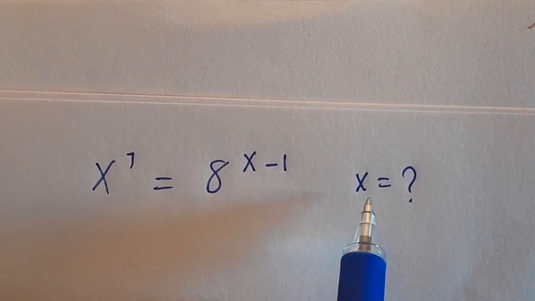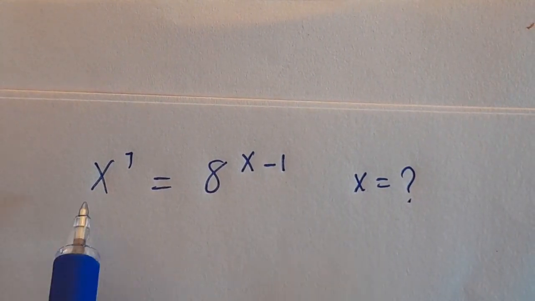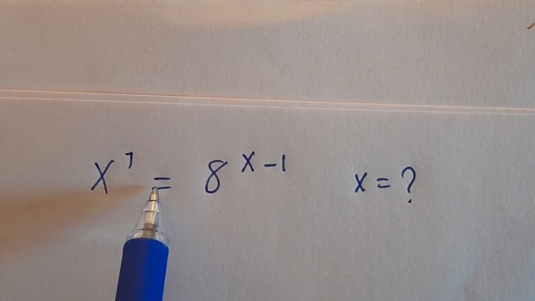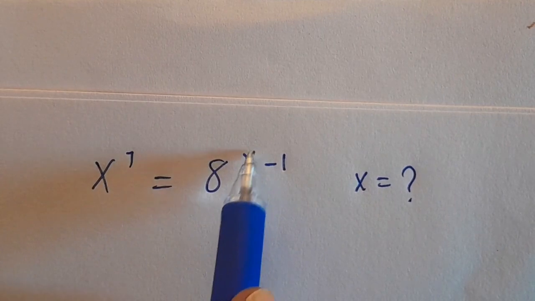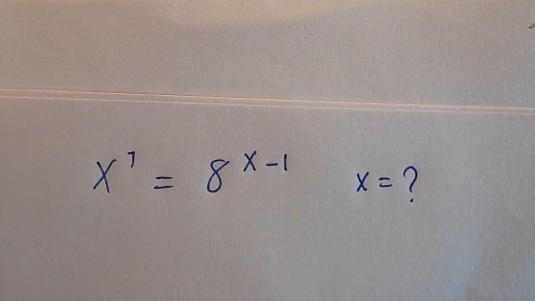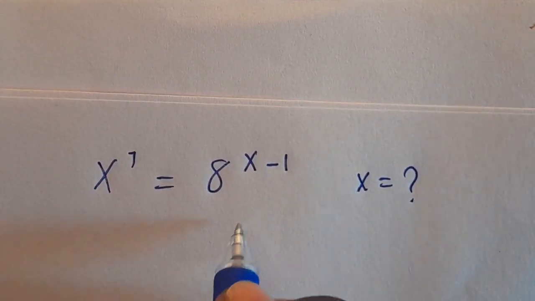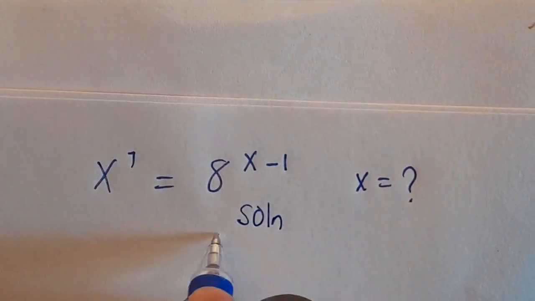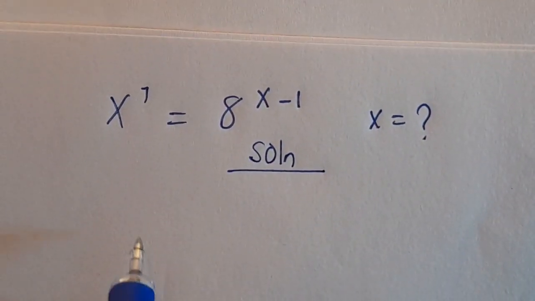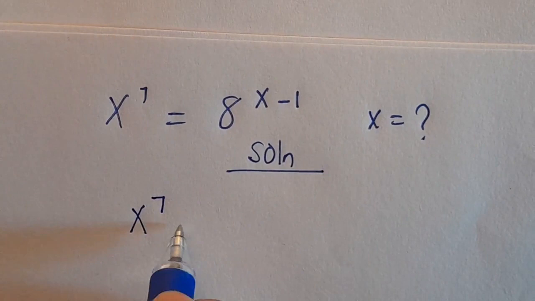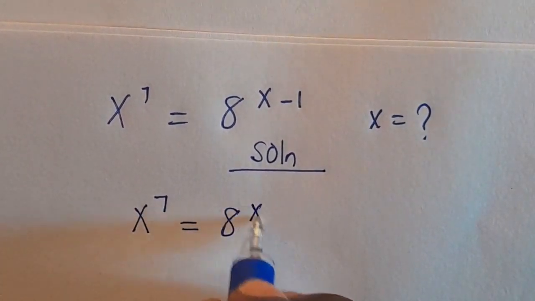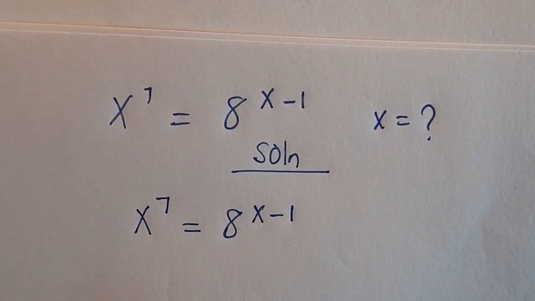Today we want to find the value of x, given that we have x to the power of 7 equals 8 to the power of x minus 1. So guys, let's have it to be solution. So we have x to the power of 7 equals 8 to the power of x minus 1.